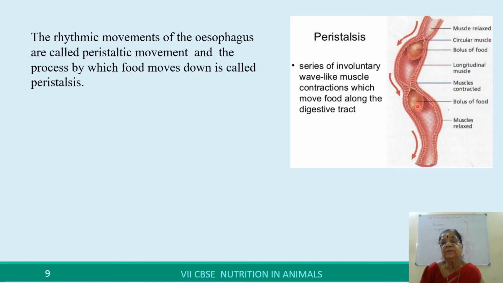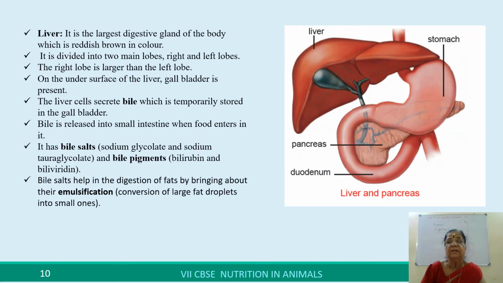As the food comes along, the muscles get relaxed so that it reaches the stomach. So peristalsis, the rhythmic movements of the esophagus, are called peristaltic movement, and the process by which food moves down is called peristalsis. Then this one is about the liver.